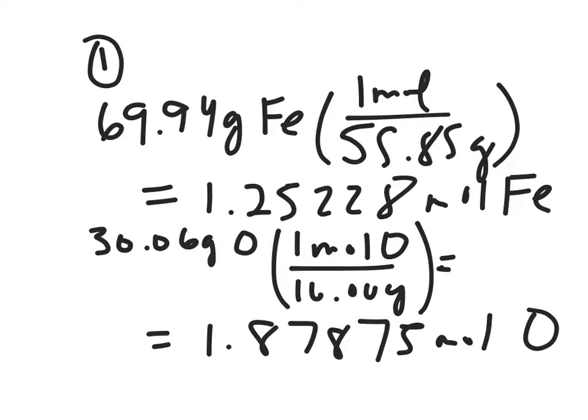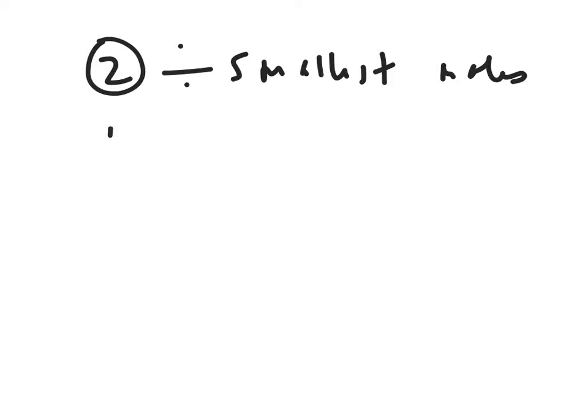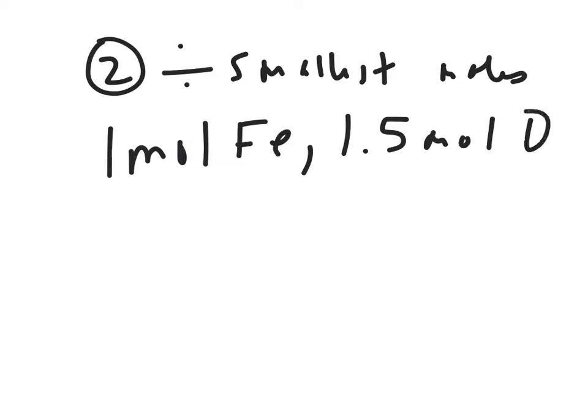Step 2 then is to get to whole numbers for our amounts of each element. So we divide by the smallest number of moles that we just calculated, which in this case would be the moles of iron. And we divide each element by that. When we divide by the smallest moles, we get 1 mole of iron and we get 1.5 moles of oxygen.